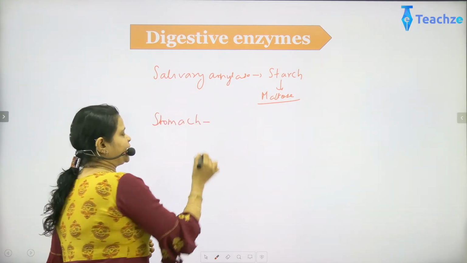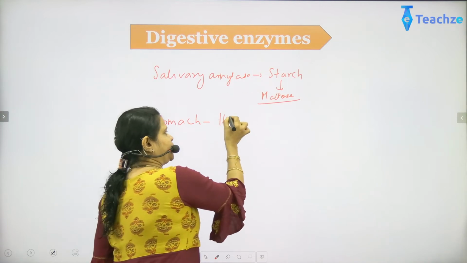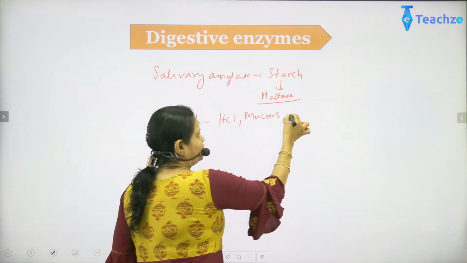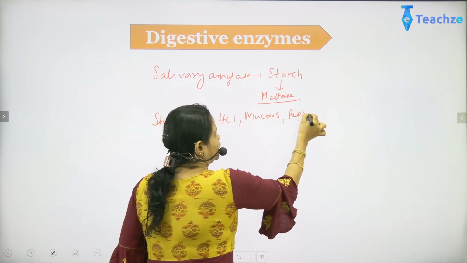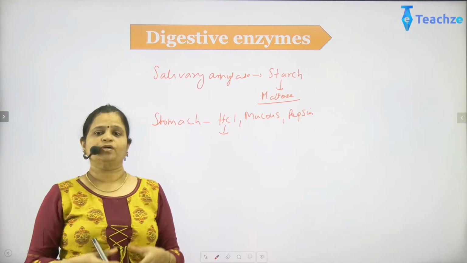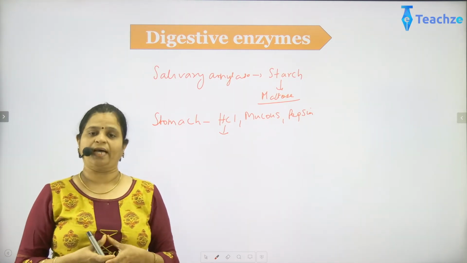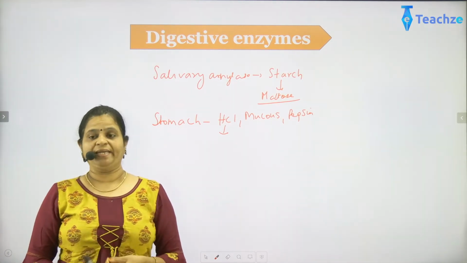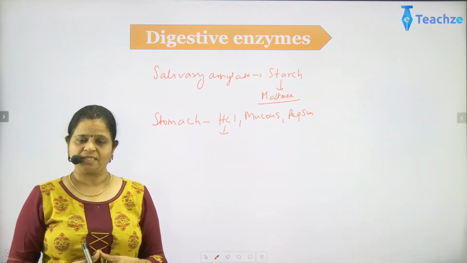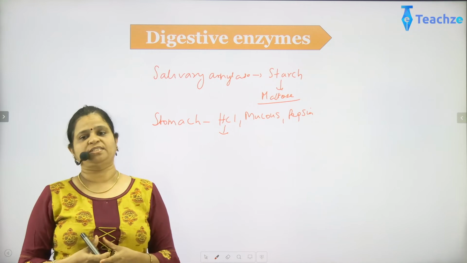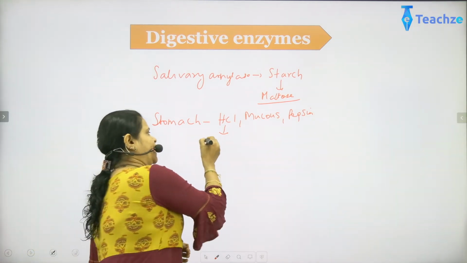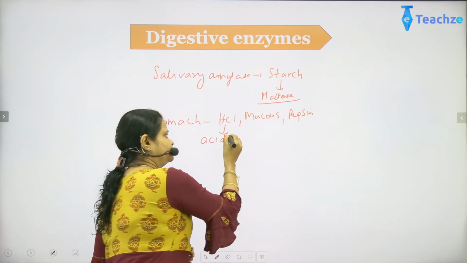Now stomach, we said there are three things, that is HCl, the mucus and the pepsin. HCl creates an acidic medium because in the mouth we said it's neutral to alkaline. Now this acidic medium is very important for the food which comes in the form of bolus, which is crushed food pushed through the esophagus to the stomach. Now this HCl gives an acidic medium to the food.